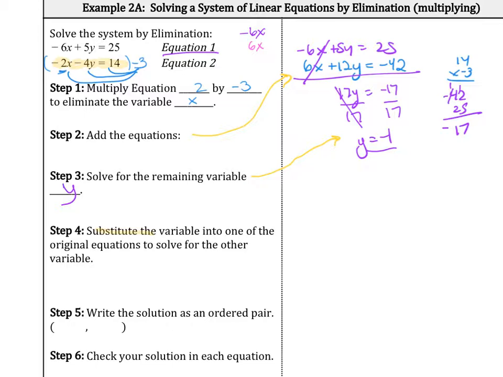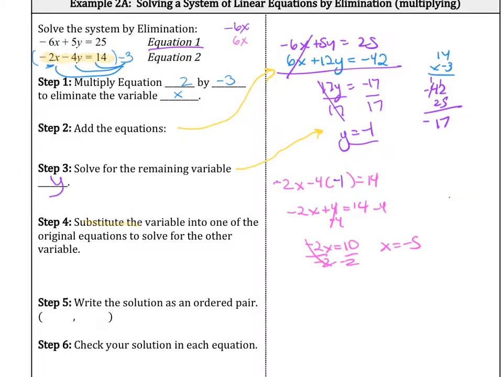So let's go ahead and plug this in. We know y is negative 1. So negative 2x minus 4 times negative 1 equals 14. Then we solve for x. So negative 2x plus 4 equals 14. Subtract 4 from both sides. We have negative 2x equals 10, divided by negative 2, or x equals negative 5.